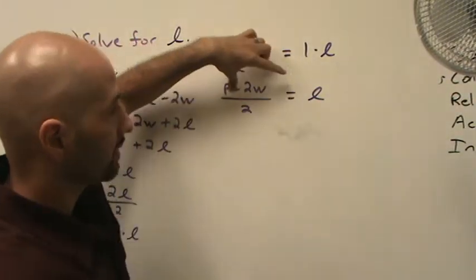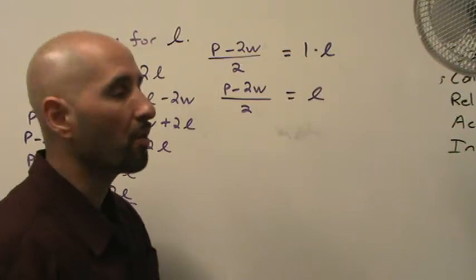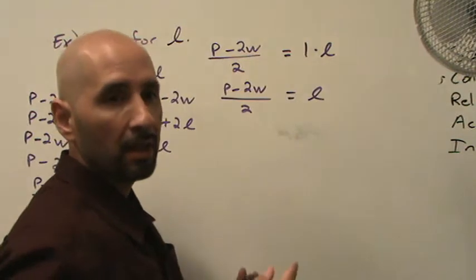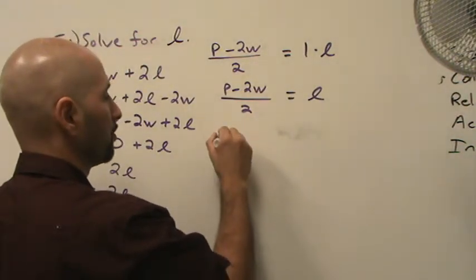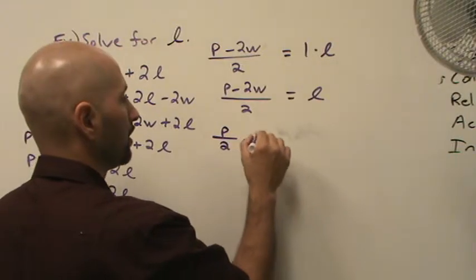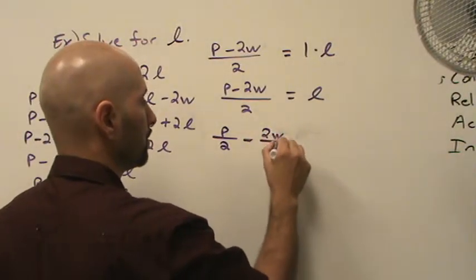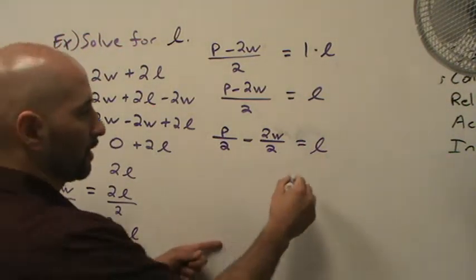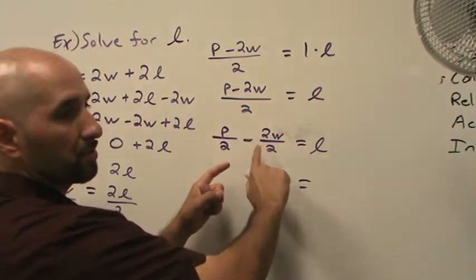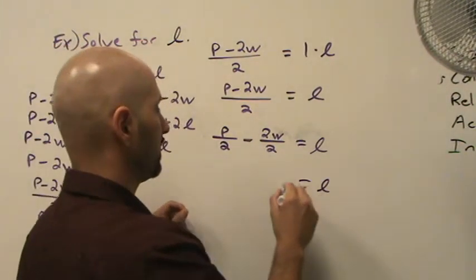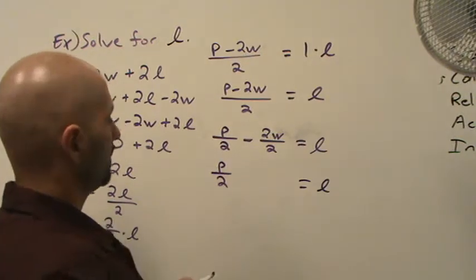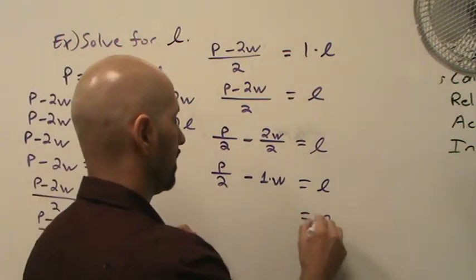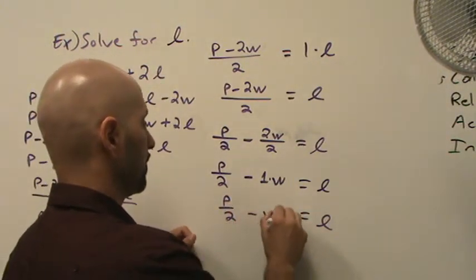We could rewrite this in a number of ways, actually. Let me give you two more. We could take 2 and consider that 2 must divide into both pieces of that subtraction, and we could rewrite this way. P divided by 2, subtract 2w divided by 2 equals L. That's an advantage because now you recognize hopefully that 2 and that 2 will divide out to 1, and we get L equals P over 2 subtract 1 times W, or L equals P over 2 subtract W.